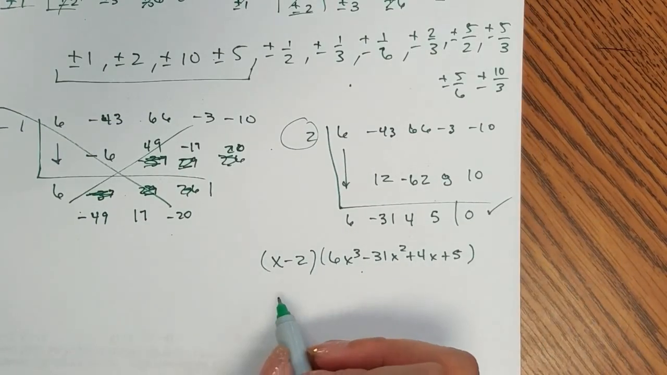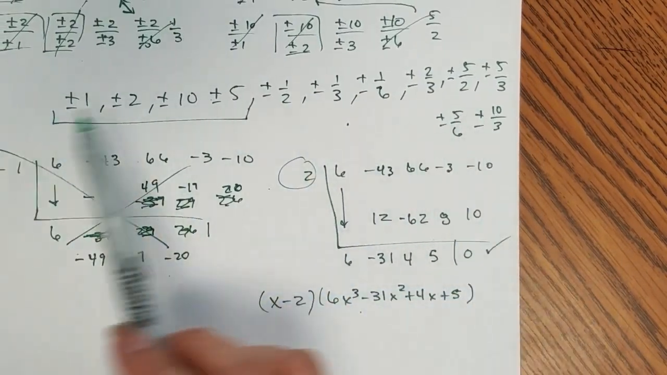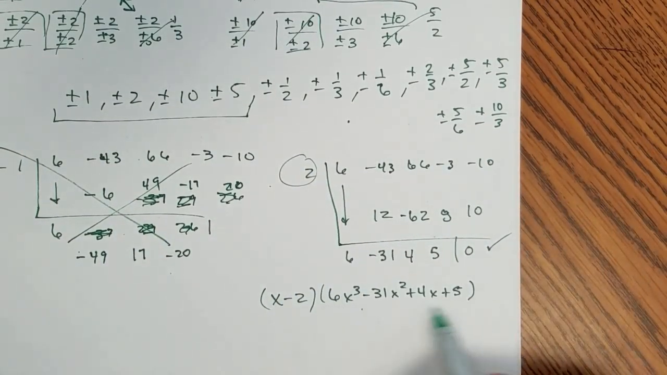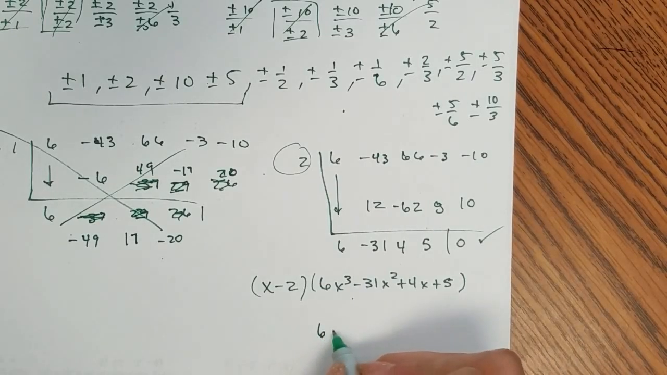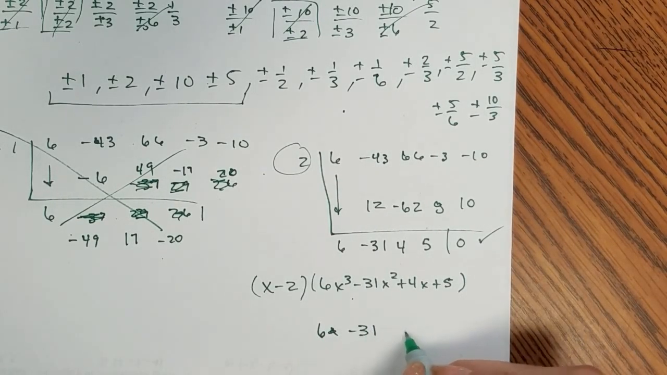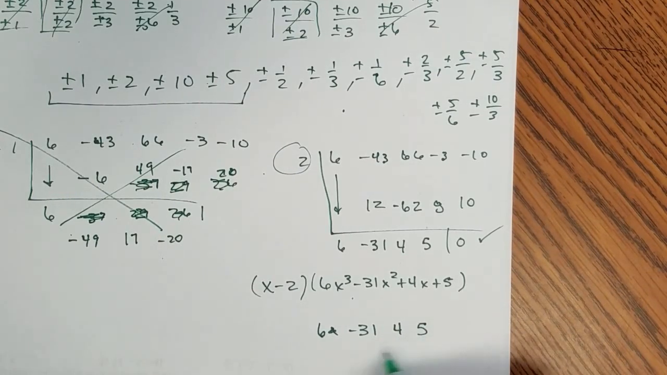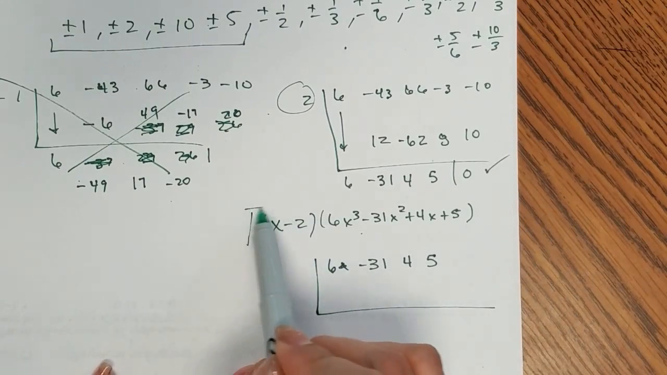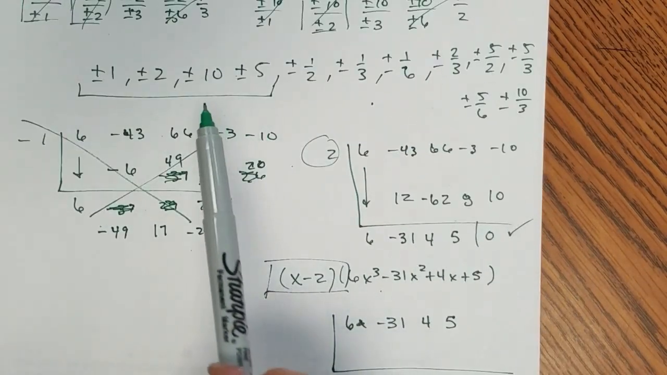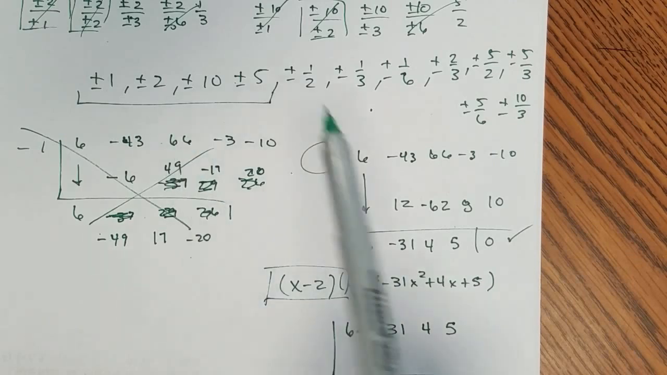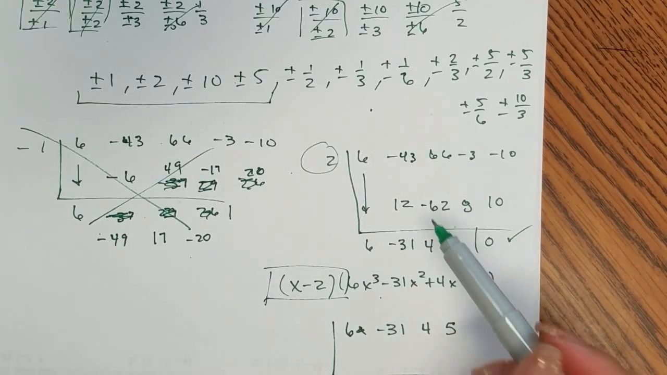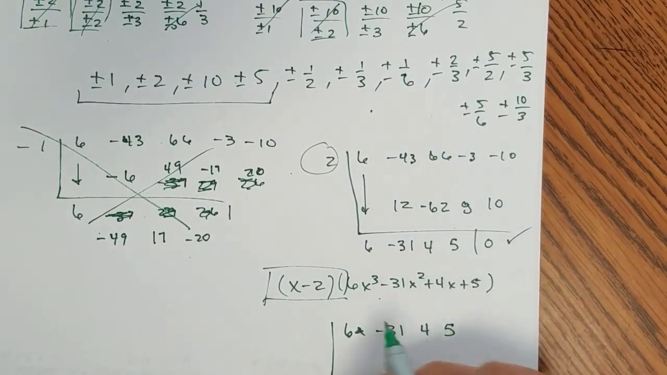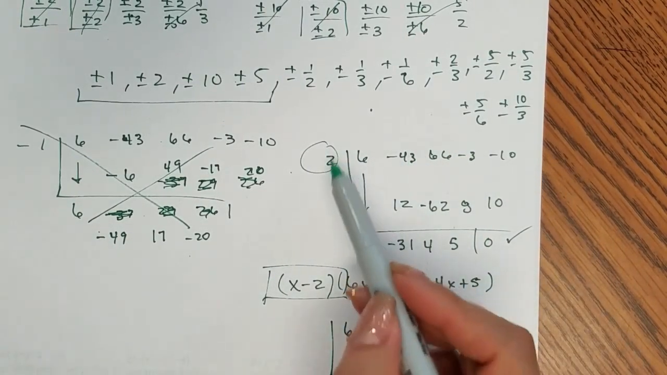So now we're going to do the same thing again. We're going to use these numbers over here to see if we can find another factor using this new part. So we have 6, negative 31, 4, and 5. And we need to pick another constant. We know for sure this is one of our factors, and we're going to use one of these. We can start with negative 2 if we want to, or we can choose from one of these other ones. Let's try negative 2.